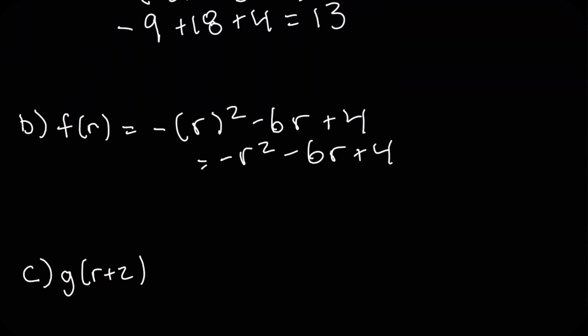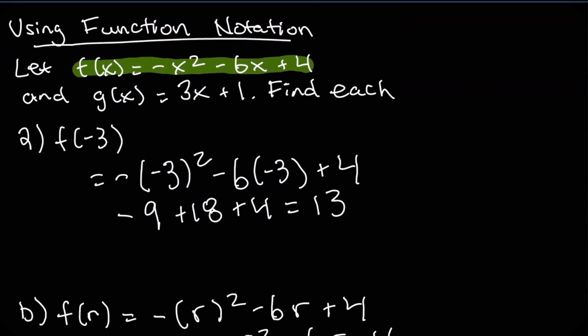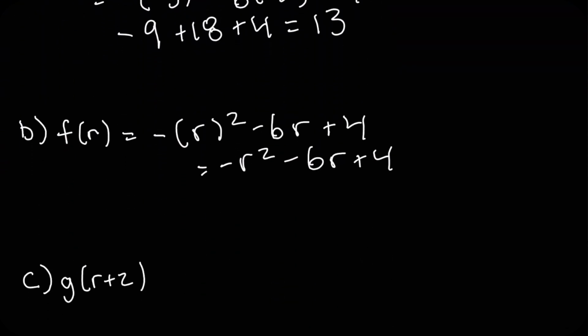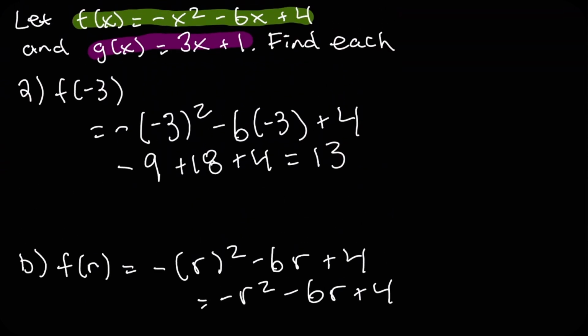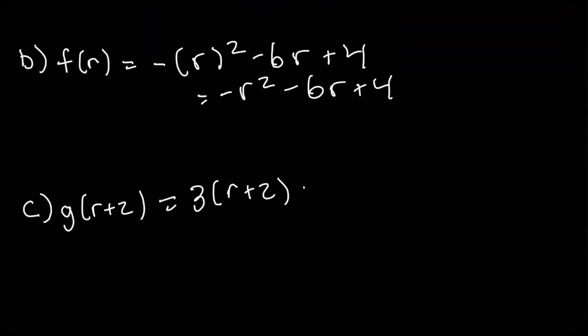Now we'll go ahead and implement the g. So g of r plus 2. Go ahead and find your g of x, and now we'll be plugging in r plus 2. This will be 3 times r plus 2, and then we're going to go ahead and add the 1 on the end. So this will be equal to 3r plus 6, and then that's going to be equal to 3r plus 7.